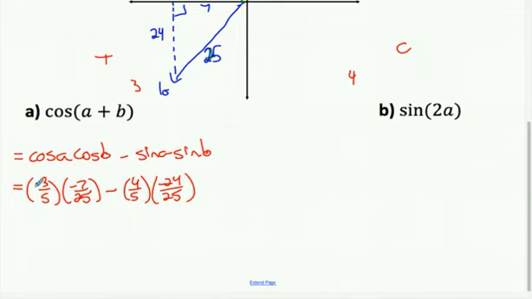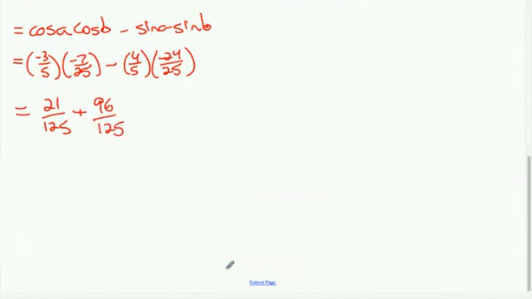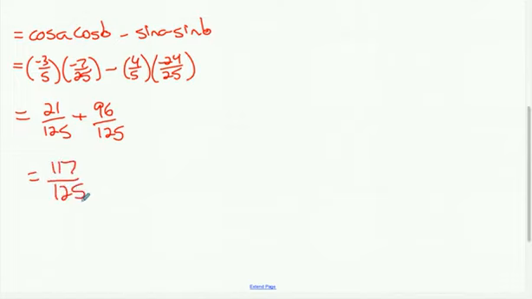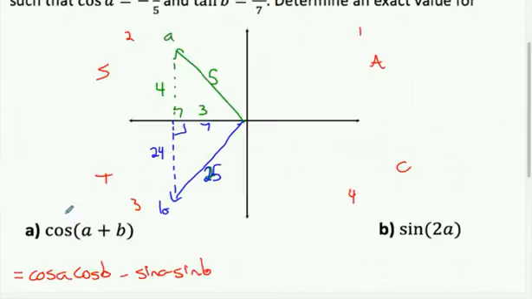And now all I have to do is actually evaluate this expression. So I have to multiply it out, and then I will get my answer for the exact value of cos(A plus B). So in this one I'd have 21 over 125, negative, negative, so plus 96 over 125. So this will give me 117 over 125. So there's my exact value for the cosine of A plus B.